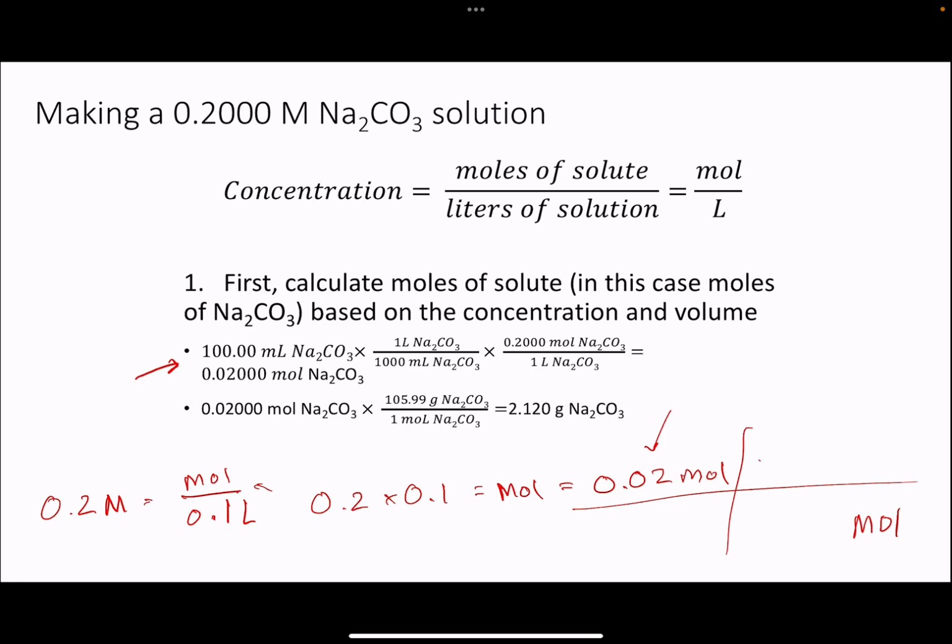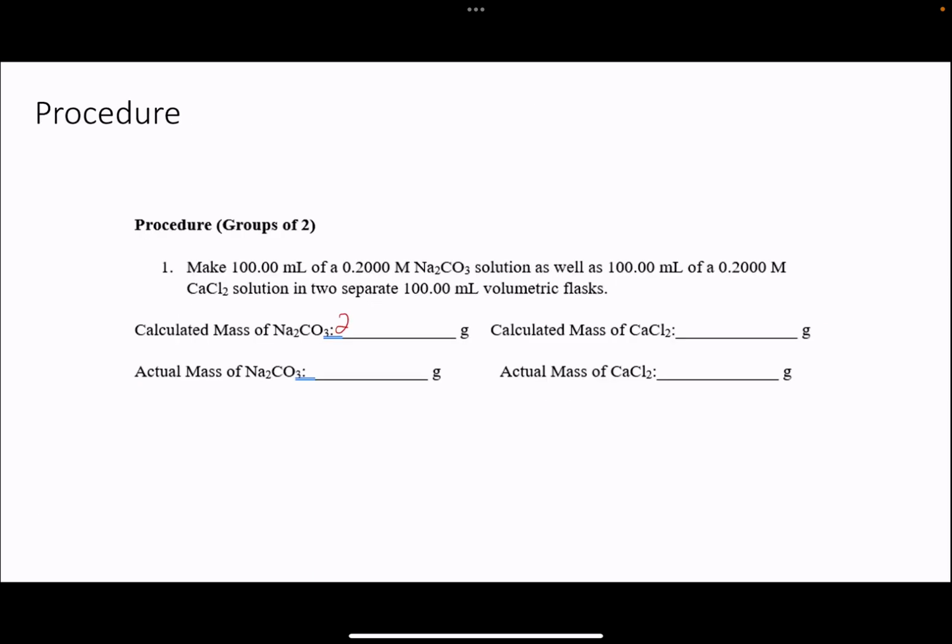Here we're given the weight as 105.99 grams per 1 mole. So you just multiply 0.02 times 105.99, and we should get the number that's written there, 2.120 grams of sodium carbonate. Great, now that we've got that number, we can plug it in here, 2.120 grams.